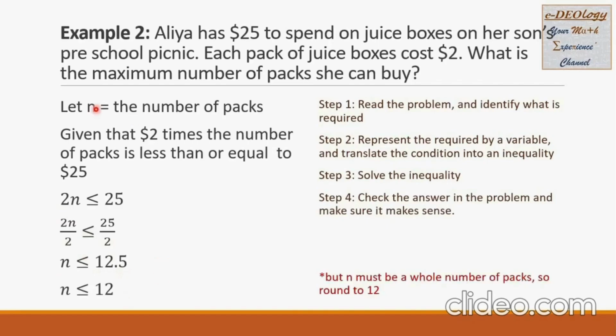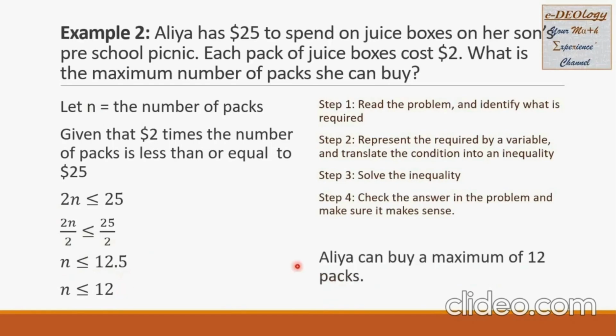But the n must be a whole number of packs. So we will round this number into 12. It means to say, Aliyah can buy a maximum of 12 packs, because 12 times 2 will give $24. And this is our final answer.